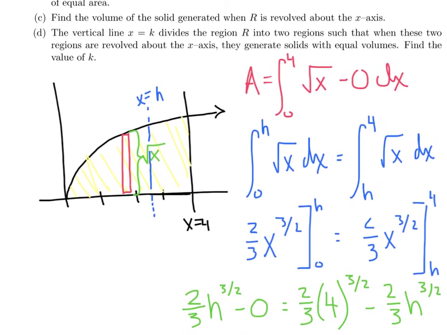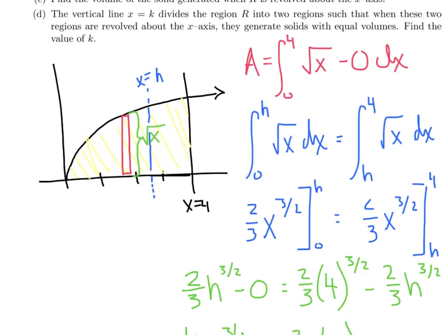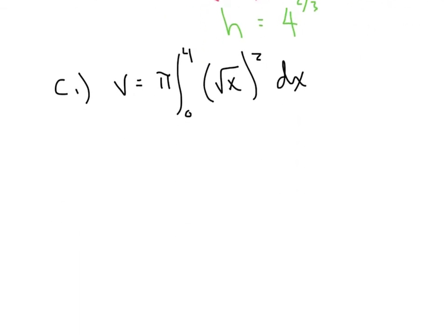They said we've got a vertical line at x equals k, and it divides region R into 2 regions such that these 2 volumes are the same. So it's not going to be the same as H, where it split the 2 areas in half. We're going to put a vertical line x equals k right in here, and we're going to say the volume from 0 to k has to equal the volume from k to 4. And I'm going to use the appropriate volume formula.